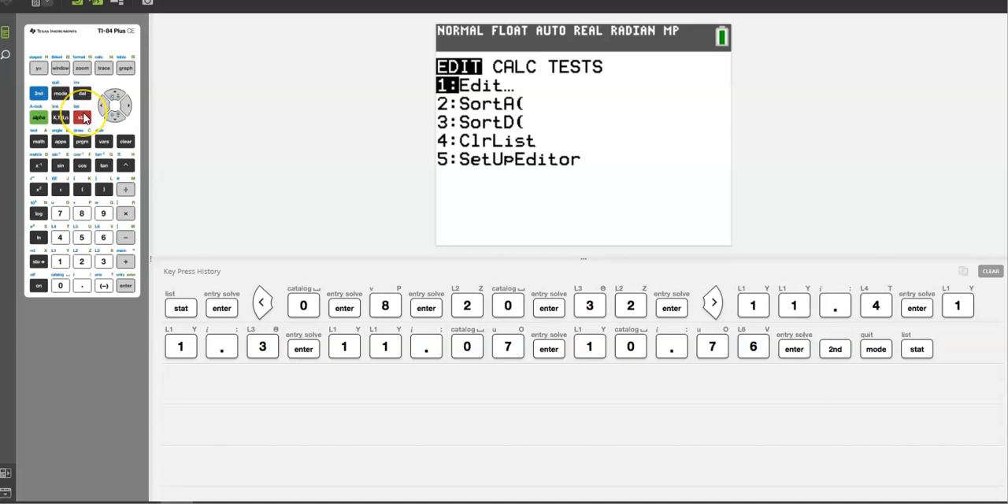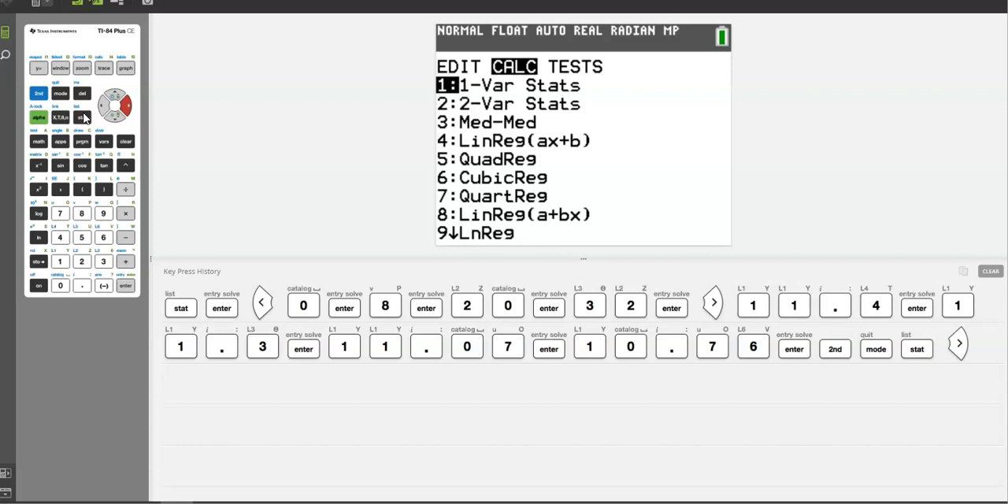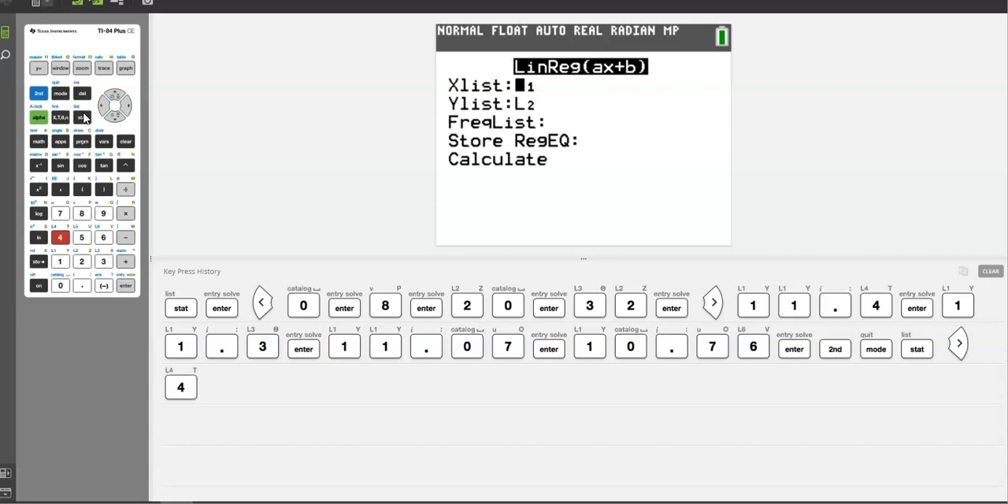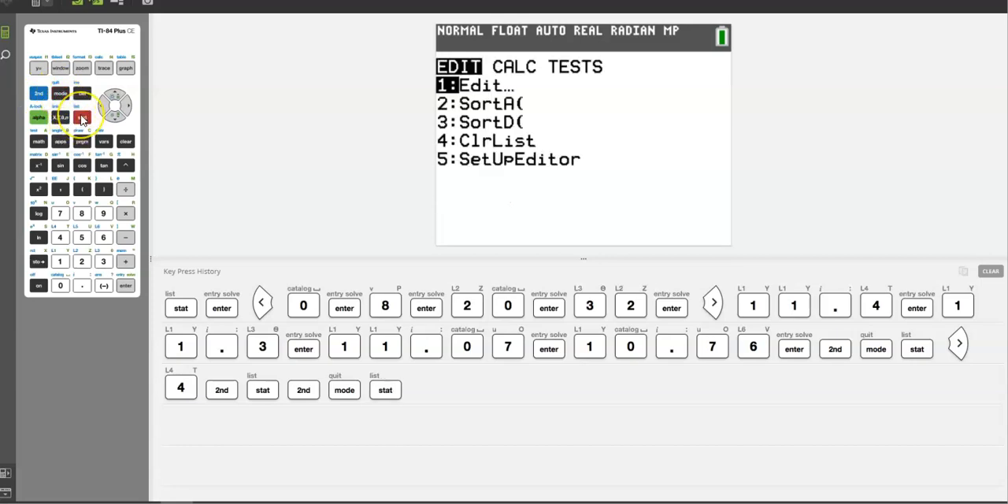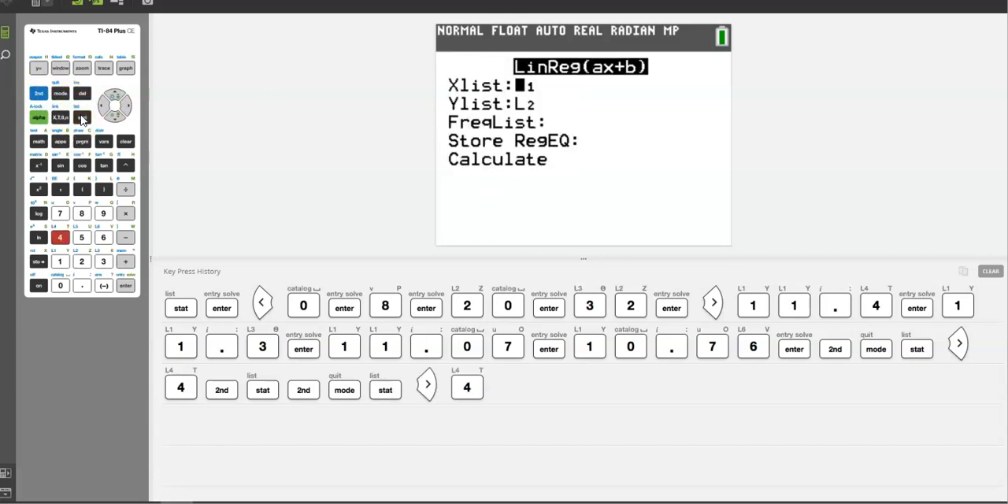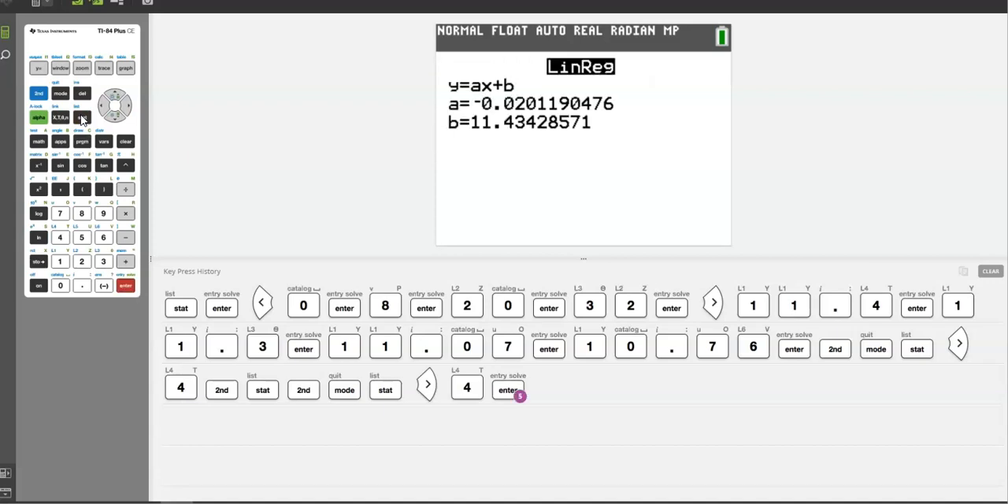I am going to hit the stat button again, and this time I'm going to go over with the right arrow to calc, and the one that I'm going to hit is number 4, linear regression. The big thing here is to make sure that you have your lists correct. In my case, the X list was L1, the Y list was L2. If it was different, what you'll have to do is hit second list, and then you can hit enter and change those values to whichever you want. But I don't need to do that because the ones that I'm dealing with are correct. So again, I'll go to stat, go to calc, go to linear regression. I'm going to hit enter through all of these. Everything looks great in my situation, and I'm going to hit enter here.